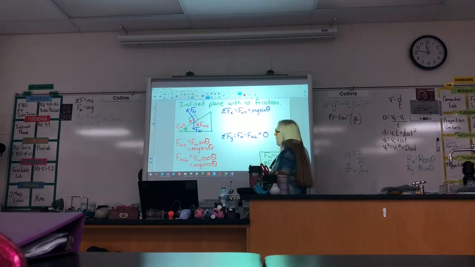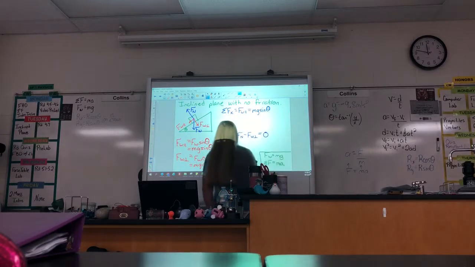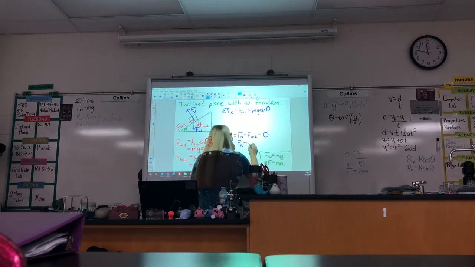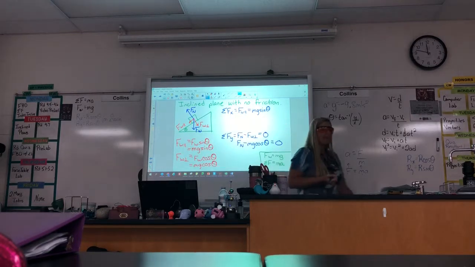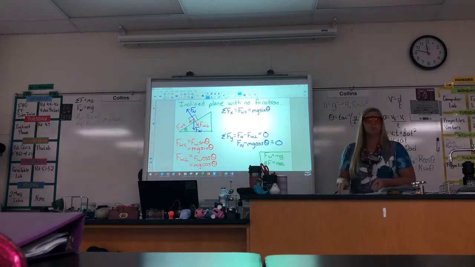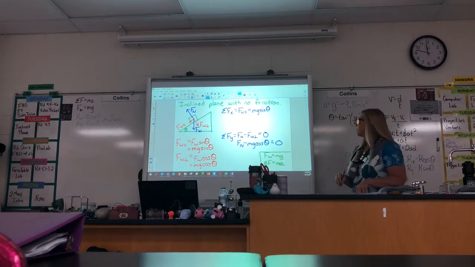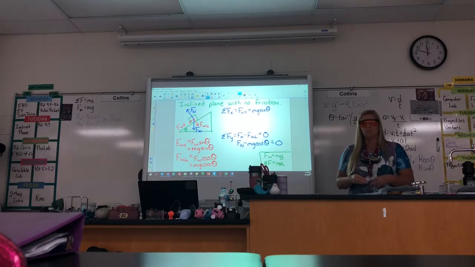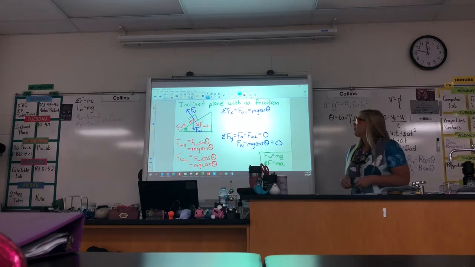So I'm going to go ahead and expand this. I'm going to plug in for my perpendicular. Let's do that now. Fn minus the perpendicular, which is mg cosine theta, is equal to 0. Did I lose anybody with the 0? We're okay? So now I have another question. Along the x-axis, are we balanced or unbalanced? Unbalanced.